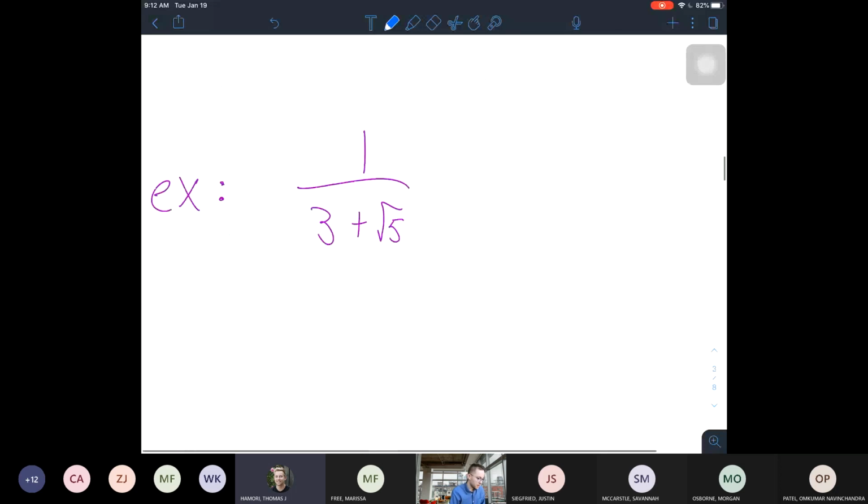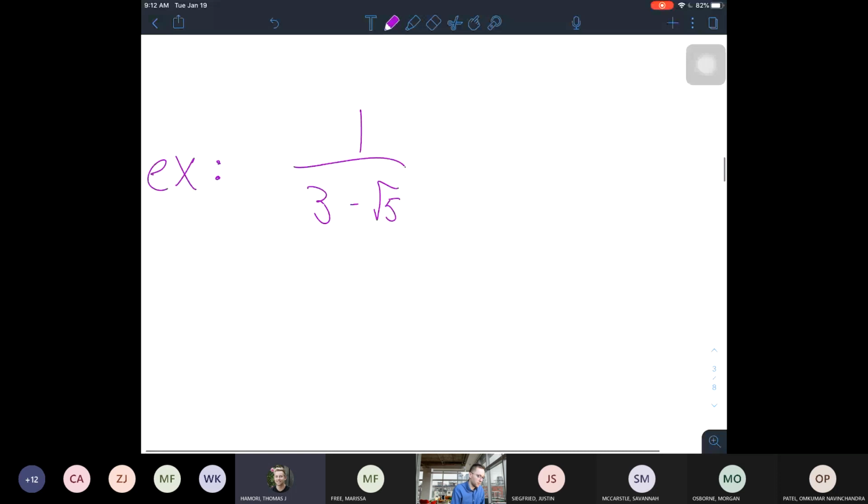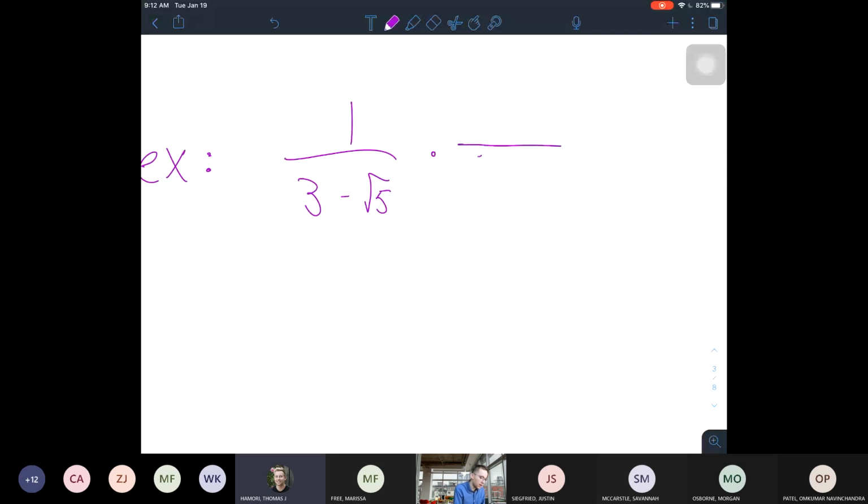All right, so let's see an example. Why don't we do minus this time? Okay. So if I want to rationalize this, I should just multiply by 1 in a clever way. What goes in the numerator and the denominator should be the same. What should I put here in the numerator and denominator? I want it to be the conjugate of what's in the bottom. What should I write?